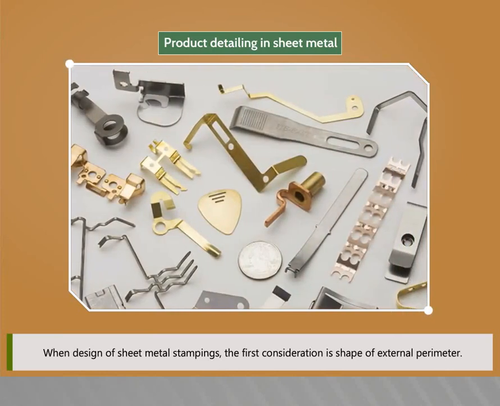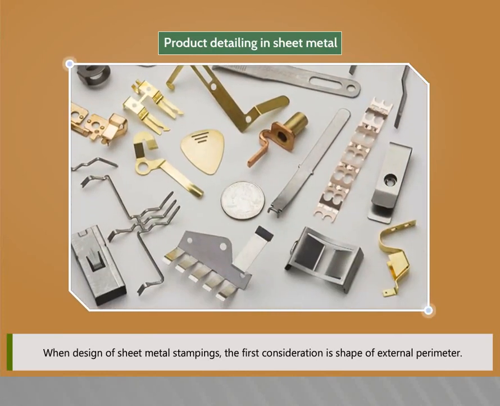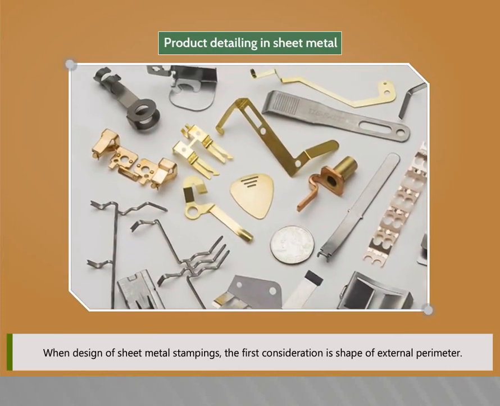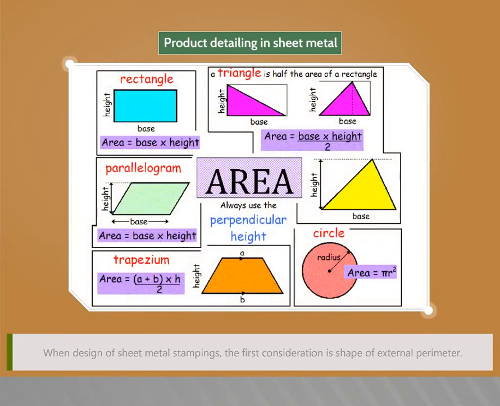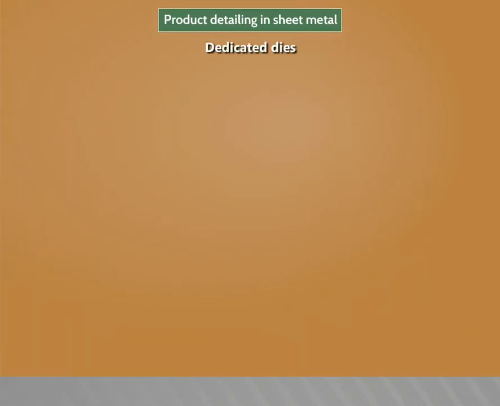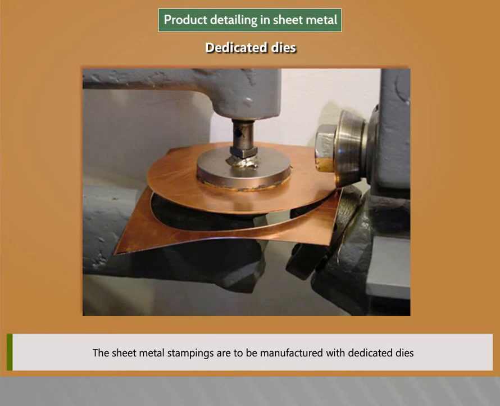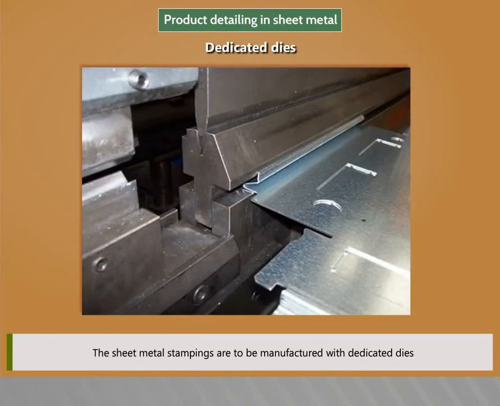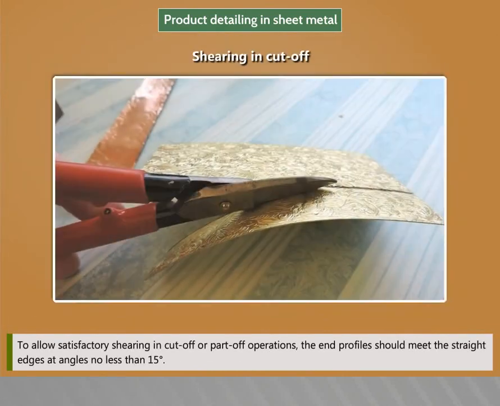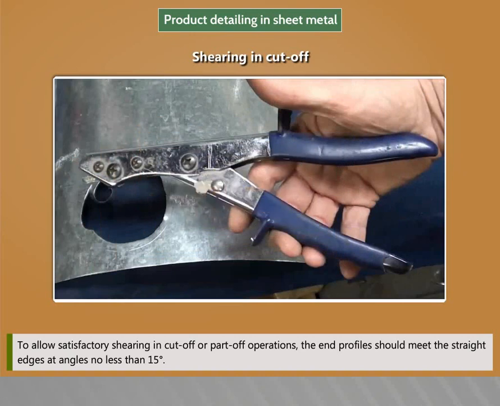When designing sheet metal stampings, the first consideration is the shape of the external perimeter. The sheet metal stampings are to be manufactured with dedicated dies. To allow satisfactory shearing in cutoff or part-off operations, the end profiles should meet the straight edges at angles no less than 50 degrees.